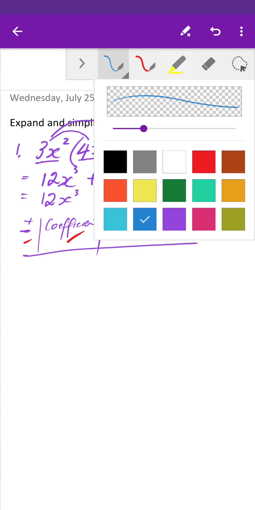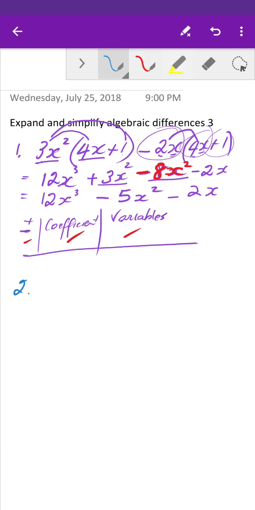I'll change the colour here. And let's say we've got 5x times (3x minus 7) minus 2 times (4x minus 5). Alright, there's quite a few negatives in here.